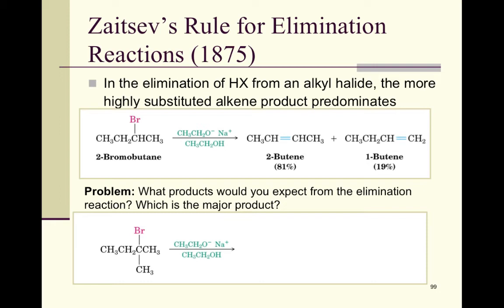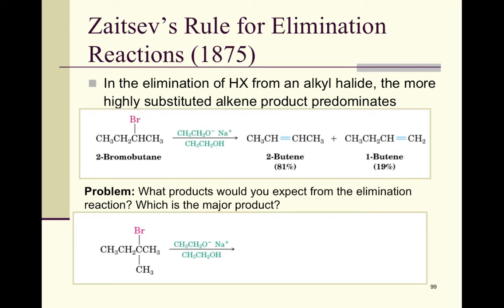In 1875, Zaitsev figured out that when you have a reaction, in this case our example shows us bromine is on carbon number 2, that you don't get an elimination to the left-hand side of this carbon or the right-hand side carbon as products equally. In fact, one is favored over the other. Zaitsev wanted to figure out why. In an elimination reaction of HX from an alkyl halide, the more highly substituted alkene product predominates. What's meant by highly substituted alkene? If you look at the carbon-carbon double bond, those two carbons involved in that, if it has 4 R groups around it, it would be tetrasubstituted.